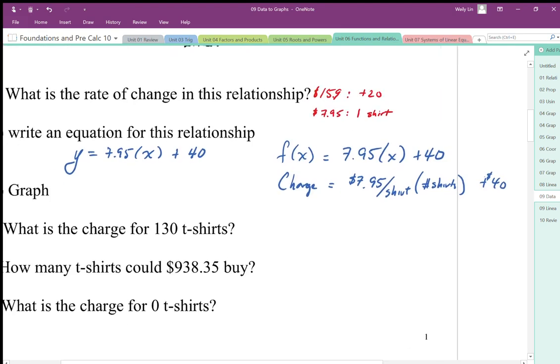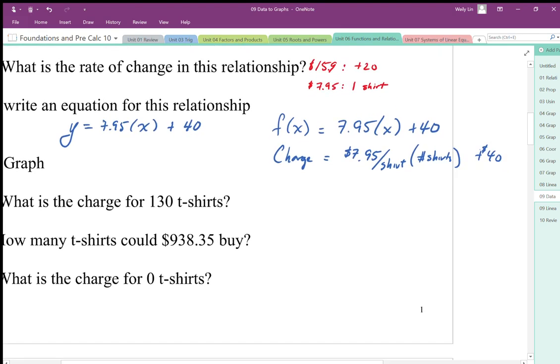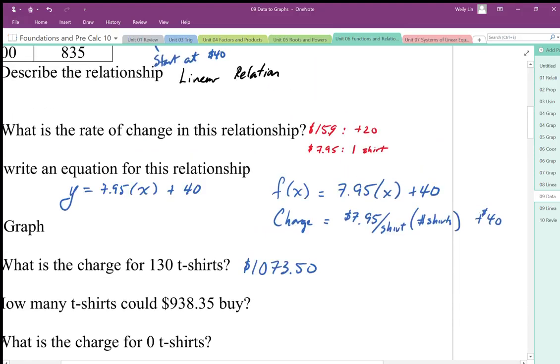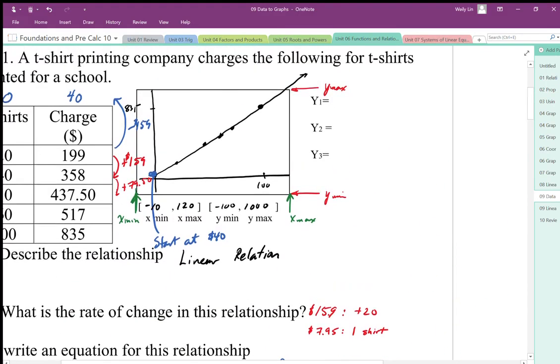Using that calculation, I'm going to figure out the charge for 130 shirts. So I start with my $40 plus 130 shirts times $7.95 each, and I'm going to end up with $1,073.50. There is my charge for 130 shirts. And that would be about right if I looked at my graph. It's going to be somewhere up in there.